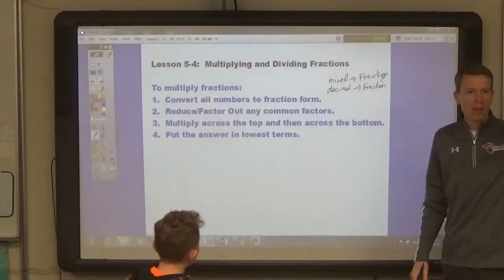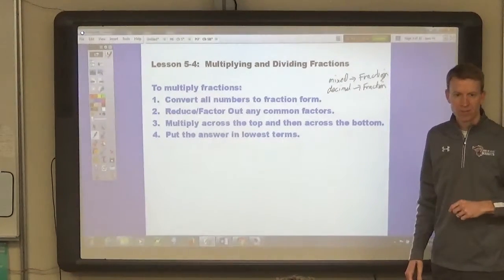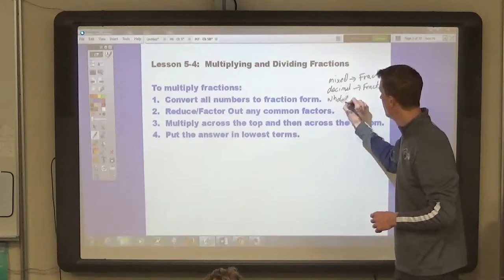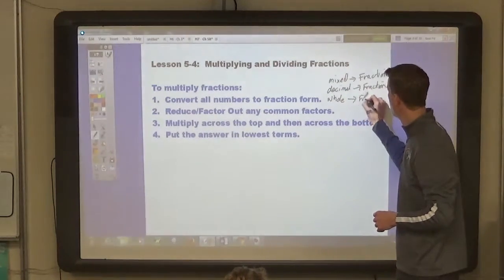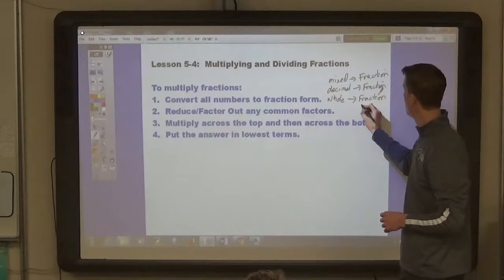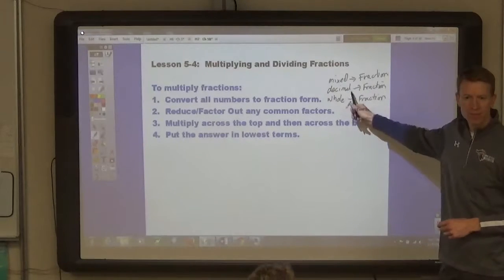How would you write a whole number as a fraction? If it's a whole number? Like, you would do like 8 over 1. Yeah, you just write it over 1. So if you have a whole number, you have to write it as a fraction by writing it over 1. Okay? So that's the first thing you have to do.